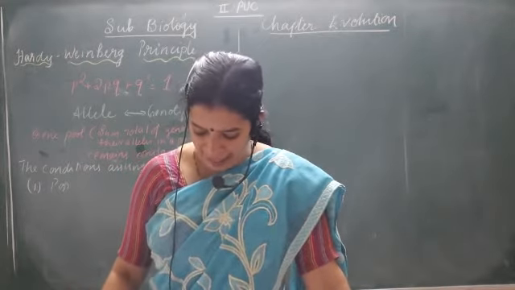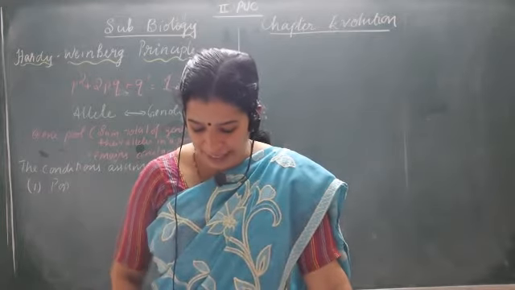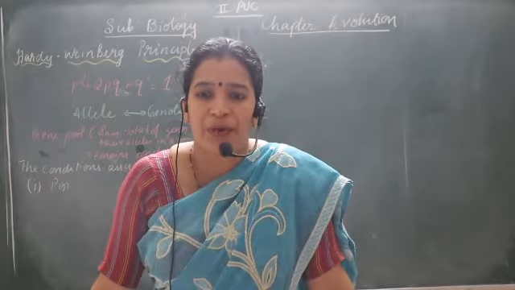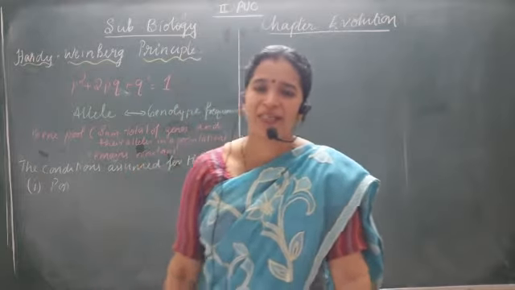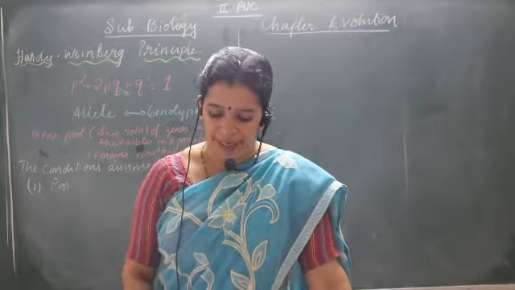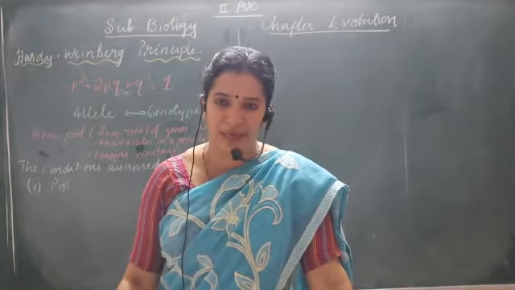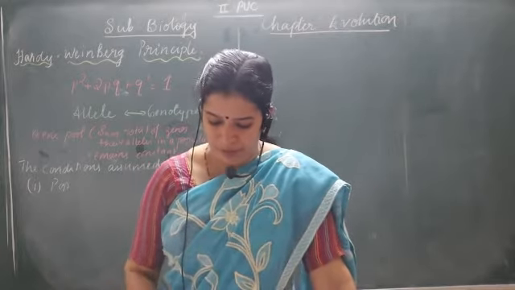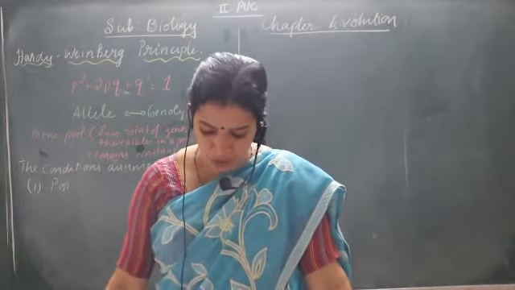By adding up the homozygous alleles, the heterozygous alleles, and the dominant and recessive, we get the equation p square plus q square plus 2pq is equal to 1. This is an application of the binomial theory you might have learned. It is the binomial expansion of p plus q whole square.